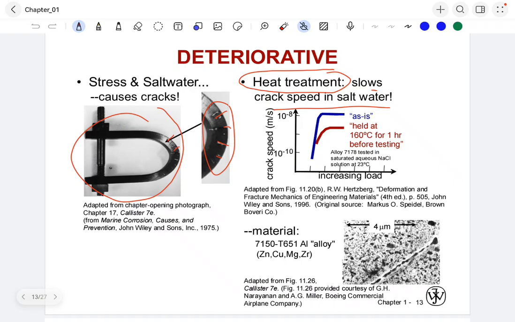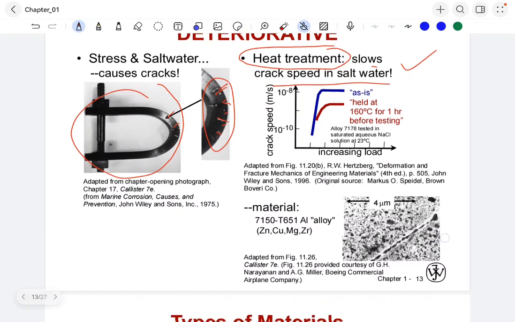Now, as we can see, there are some cracks that go through that piece of metal. The stress and salt water usually crack the metals and deteriorate them over time. But heat treatment can slow down the crack speed in salt water. So this is one of the ways that we can treat the metals, through heat processing.